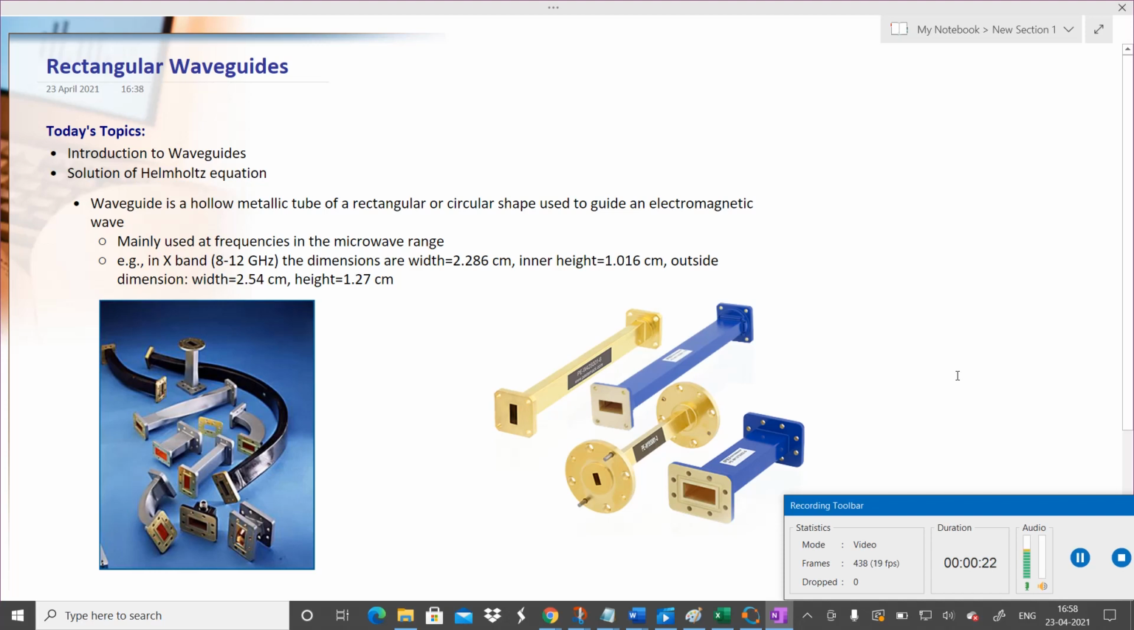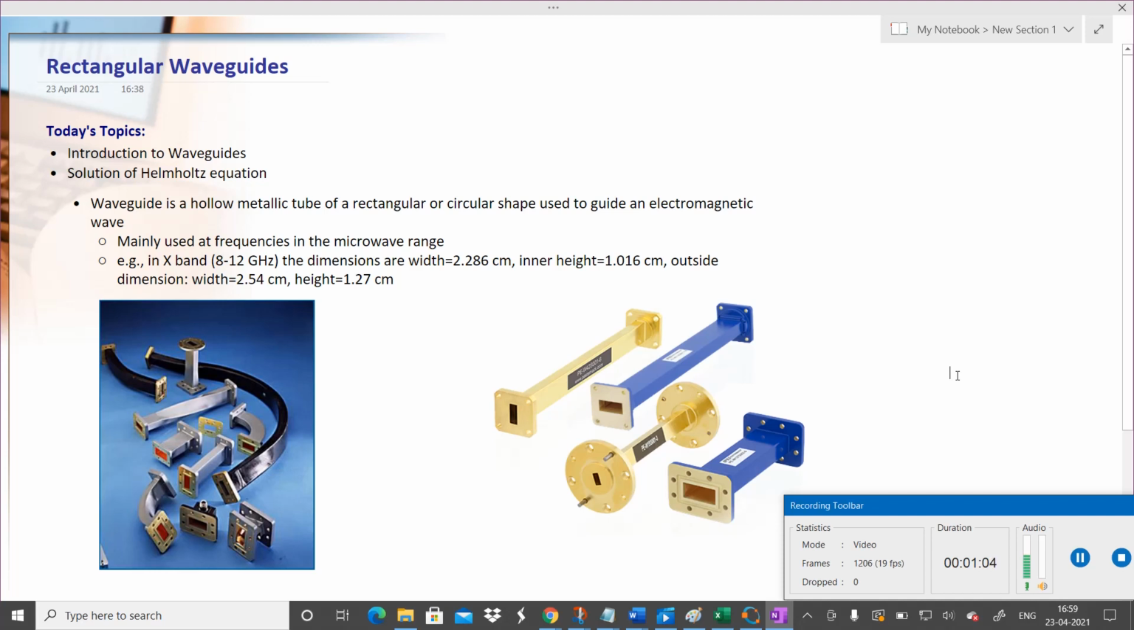It is a hollow tube which can have rectangular shape or circular shape, which is used to guide an electromagnetic wave. As an example, if you see the optical fiber, you can think of optical fiber as a waveguide for light, visible light. In the same way, at microwave frequencies, a waveguide is a similar type of carrier.